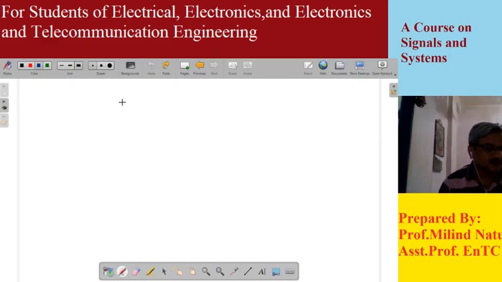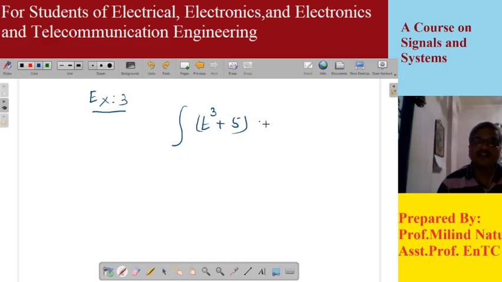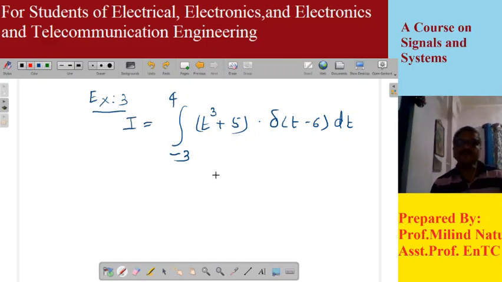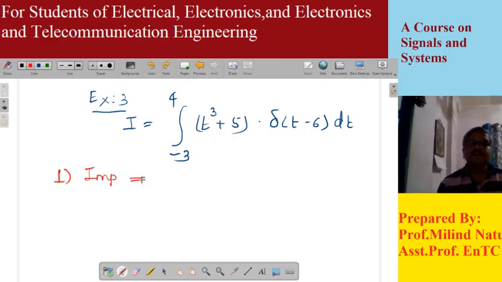Let us take another problem to bring variety into the experience. The integral of (t cube plus 5) into delta(t minus 6) dt, and I want to find the value of this integral, with limits of integration varying from minus 3 to plus 4. Here, a very important point: where is the impulse occurring? The impulse is occurring at t minus 6 is equal to 0, which means at t is equal to 6.